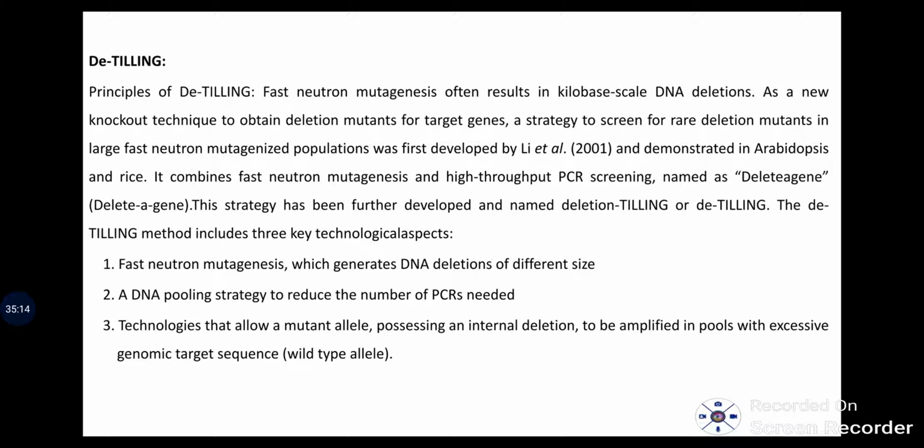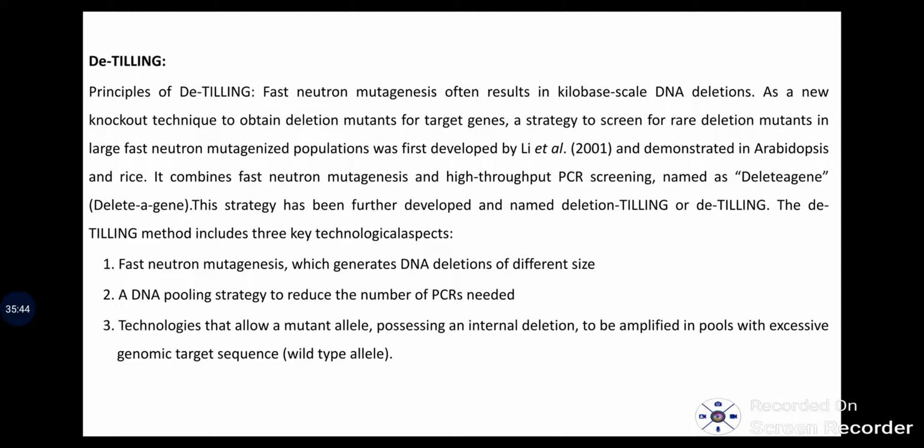Remember, the deTILLING approach was given by Li and coworkers in 2001 and demonstrated in Arabidopsis and rice. To refresh your knowledge, ecoTILLING was also practiced in Arabidopsis. TILLING is also similar. Then it combines fast neutron mutagenesis and high throughput PCR screening, named Delete-a-Gene. This strategy has been further developed and named deletion TILLING or deTILLING.